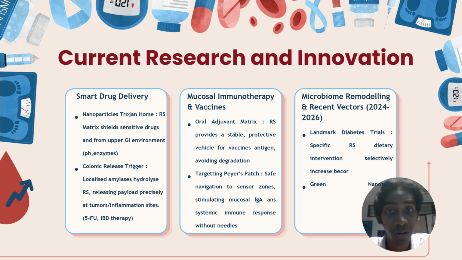Historically, delivering oral medications directly to the colon has been incredibly difficult. Harsh stomach acid and small intestine enzymes usually destroy the medicine before it ever reaches its target. To solve this, researchers are using resistant starch as a Trojan horse nanoparticle matrix. This starch shield safely encapsulates sensitive drugs, keeping them perfectly intact through the upper digestive tract.